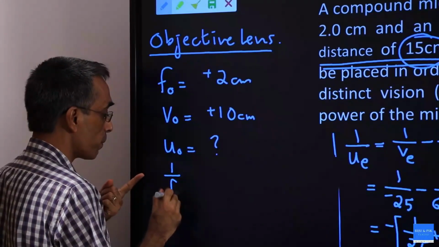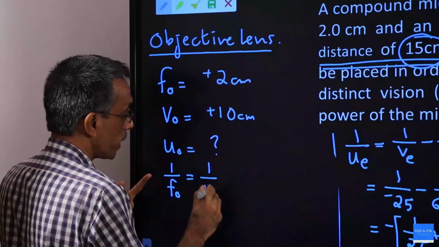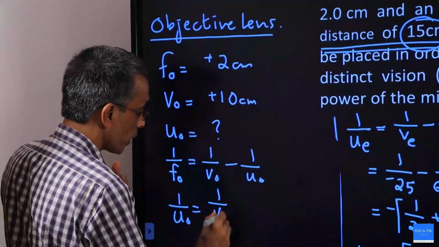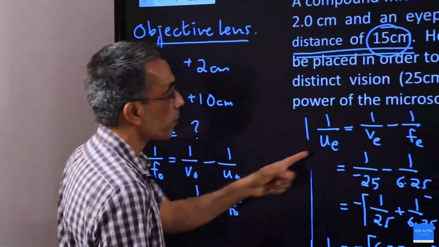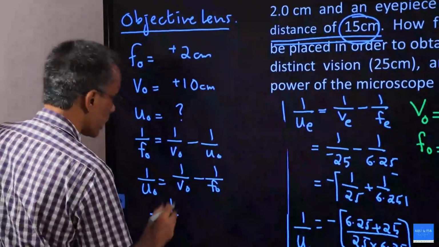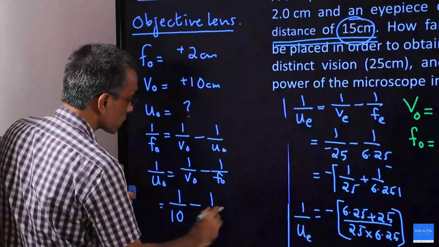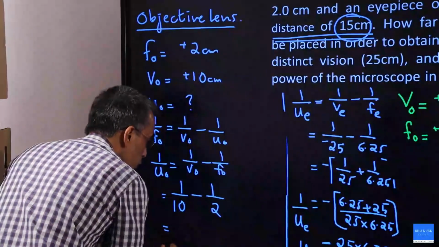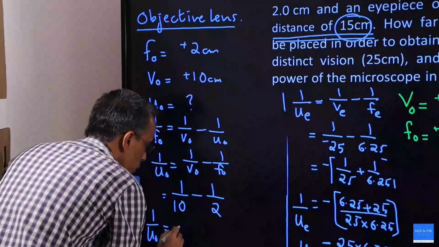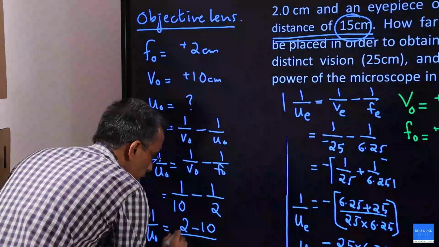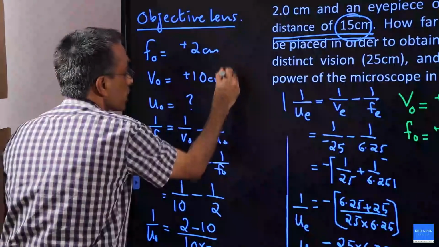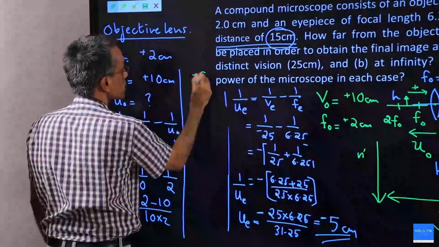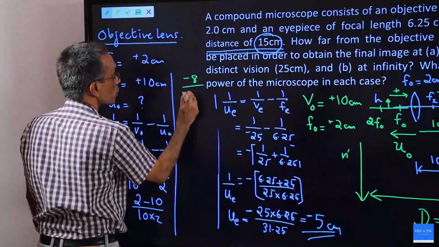Again apply the equation 1 by f of objective equal to 1 by VO minus 1 by UO. So 1 by u of objective equal to 1 by VO minus 1 by FO, which is 1 by 10 minus 1 by 2. So this will give you 1 by UO equal to 2 minus 10 divided by 10 into 2. I think I will squeeze in here. 2 minus 10 is minus 8 divided by 10 into 2.